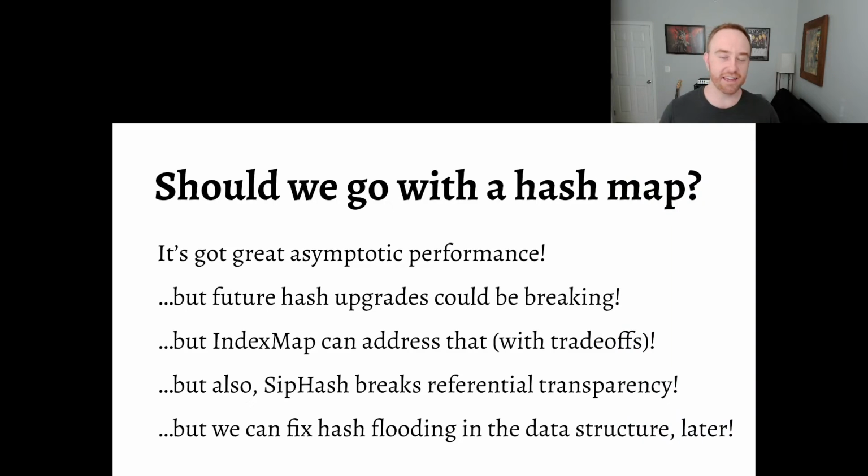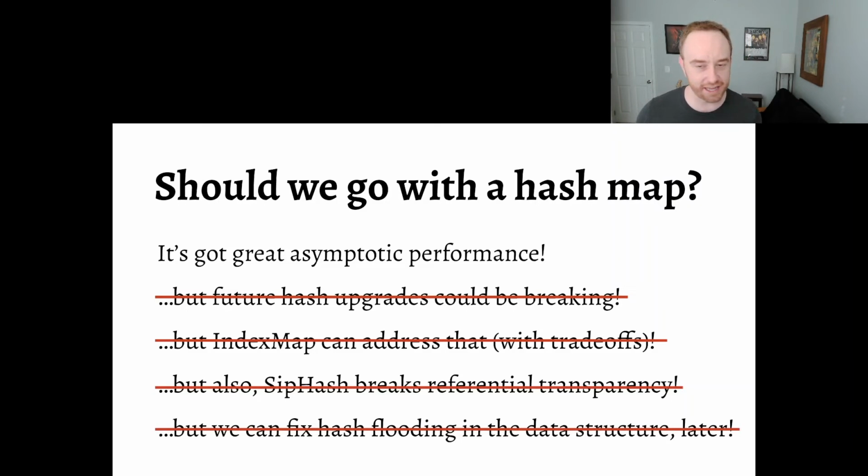So if we look at how these things balance out, again, there are trade-offs and nuances to all of these things, but it's kind of, well, okay, future hash upgrades could be breaking, but they aren't if we use index map. And yes, SipHash as a hashing function would break referential transparency, but we can fix hash flooding with various data structure mitigations, like doing what Java 8 did, and we can do that later as a non-breaking change if we're using index map, because then whatever fallback strategy we use for resolving collisions can be completely unordered or ordered according to sort order, anything we want, and that will not affect anyone's traversals because they'll continue to be ordered based on insertion order.